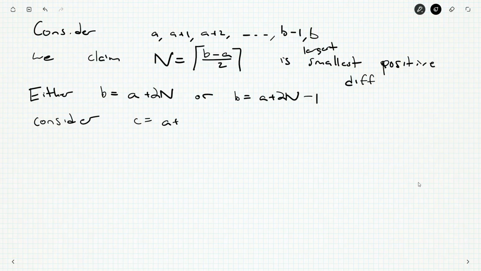So I want something that's the same as 10 or 14. So we'll go with b minus a over 2. Right? No, we'll do a plus n. A plus n. Okay.